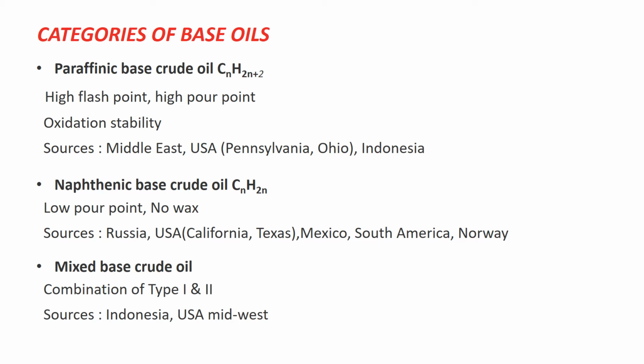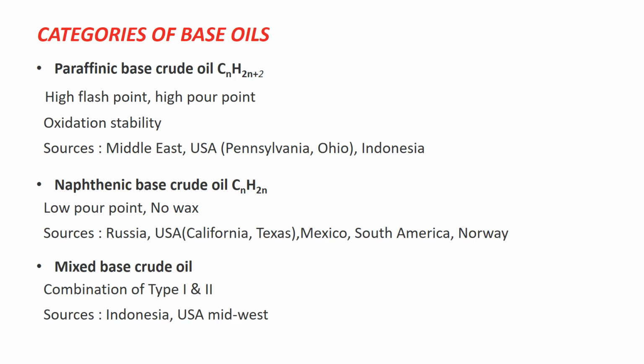Categories of base oils. There are three different categories of base oils for the transformer oil. First type is paraffinic based. This type of base oil has high flash point, high pour point, and great oxidation stability, and it can be found largely around the world.